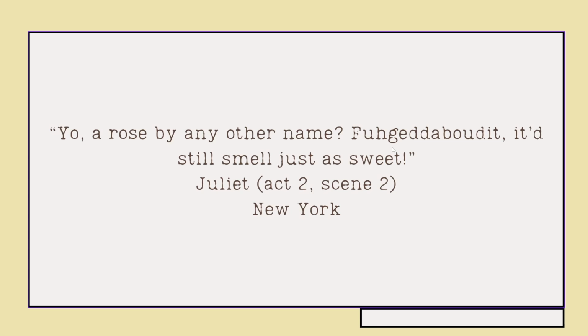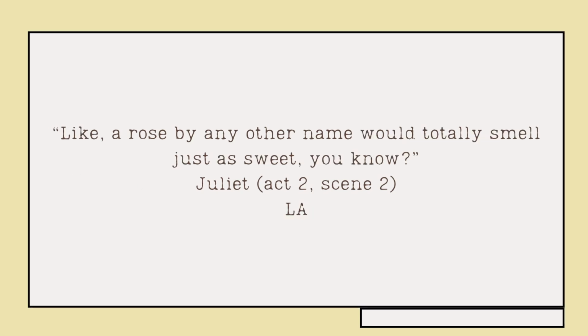Now, there are going to be overlaps, like this word here, yo. Yo is a very common thing that you can see pretty much anywhere in a more urban environment. Yo, short for you. We need to make sure that we're not just talking about a very specific area where we're trying to be overbroad with our flavorings, but we can add these to our stories to help us create flavors for our characters. Like: a rose by any other name would totally smell just as sweet, you know.